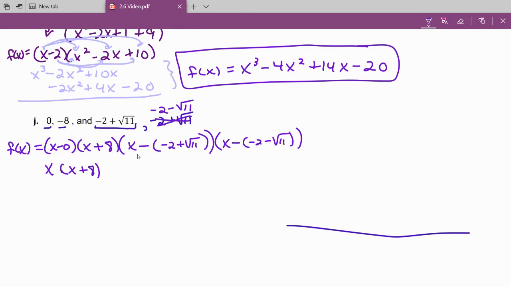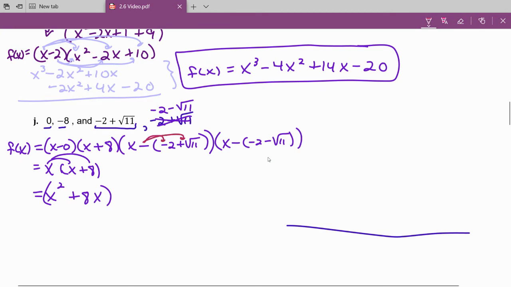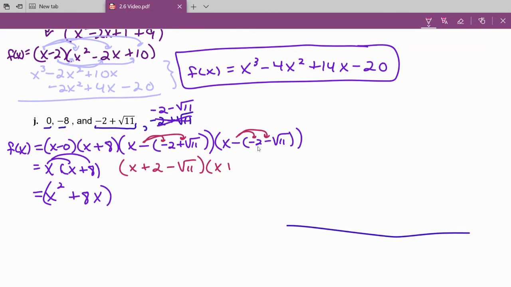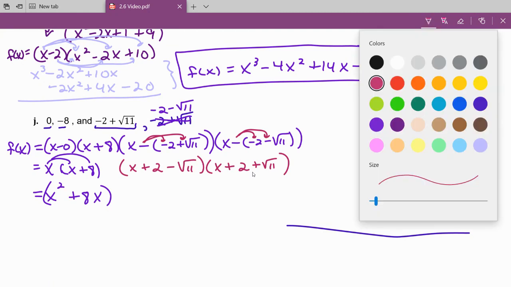All right, so again, I can do the easy part first if I'd like, distribute the x. So we have x squared plus 8x now, but that's going to have to wait because we have to take care of this monstrous stuff over here. So again, distribute the negative to the binomial. So we have now x, negative times negative is positive 2. Negative times positive is negative square root of 11. In the next binomial, you have your x, negative times negative becomes positive 2, negative times negative becomes positive square root of 11. Okay, so this is now our trinomial, but again, remember, we're going to regroup this.